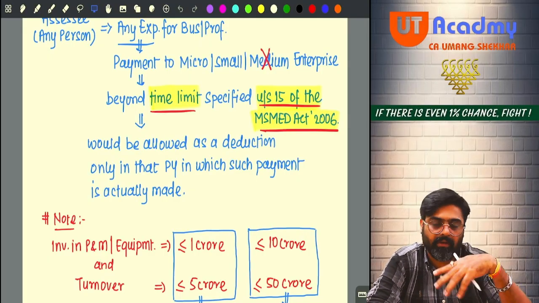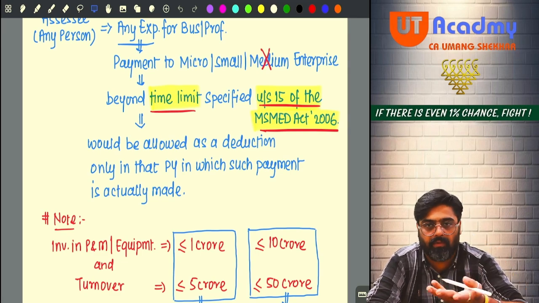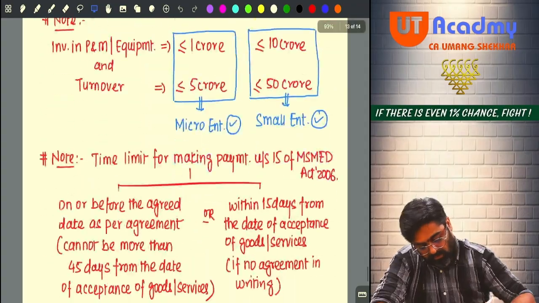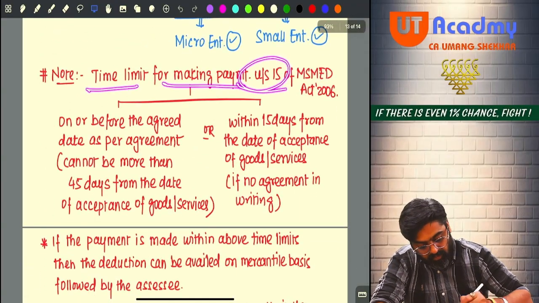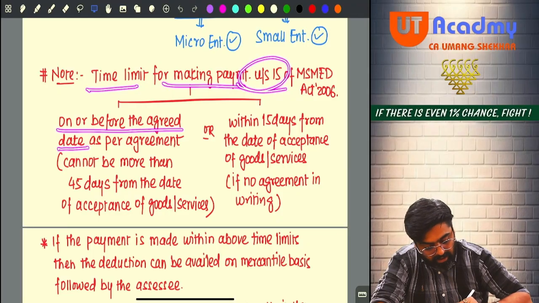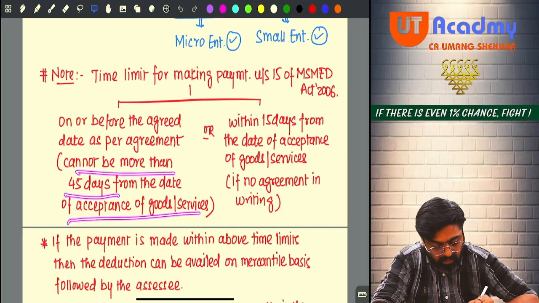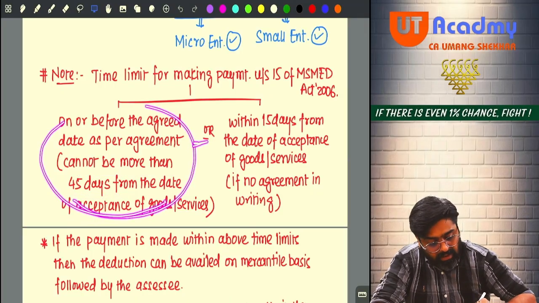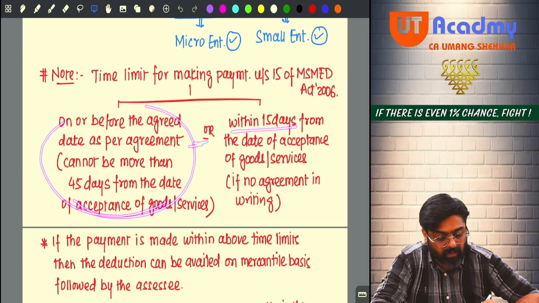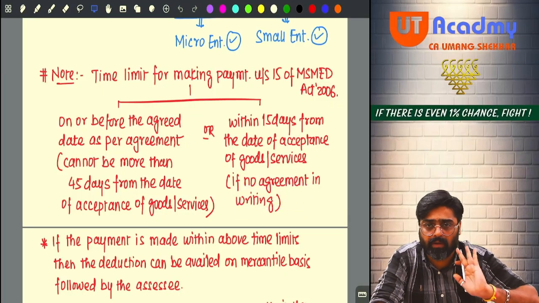Now to understand, we'll take a few examples of whatever I have said. See, this is the time limit for making the payment under section 15: on or before the agreed date as per the agreement, which cannot be more than 45 days from the date of acceptance of goods or services, if there is an agreement. If there is no agreement in writing, then within 15 days from the date of acceptance of goods or services. This is the time limit, which I have already told you.